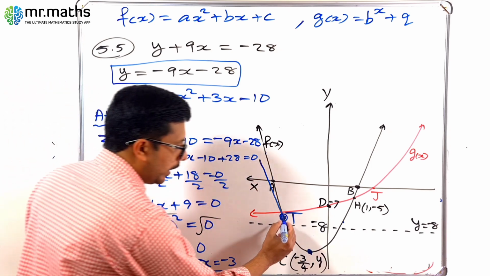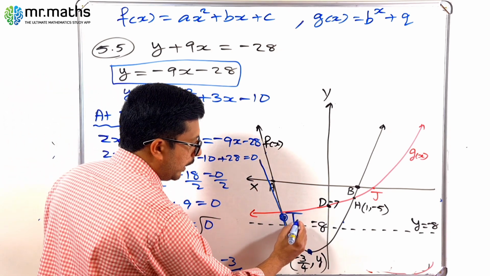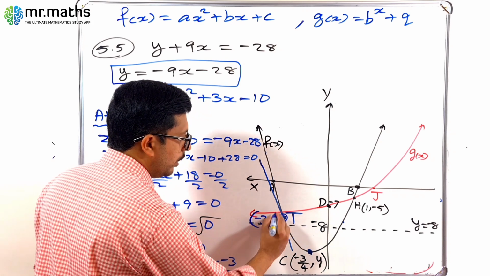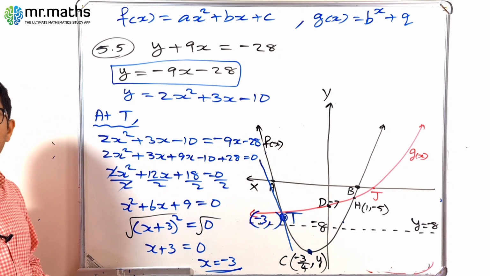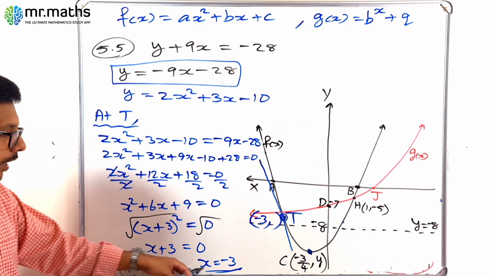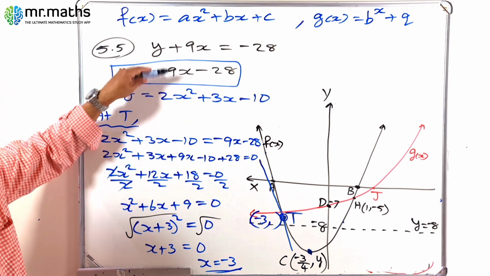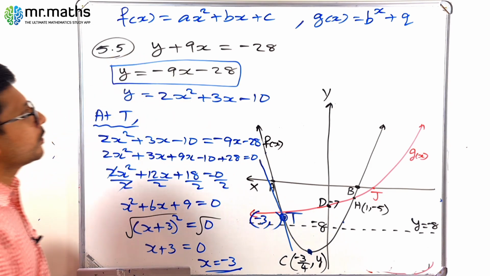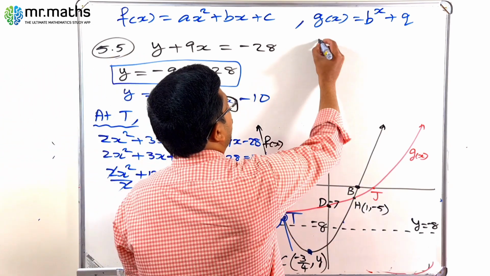So it means that at this point the x value is minus 3. And now we have to find the y value. How can we find the y value? We substitute in any one of these equations. It's easy to substitute here. So I'm going to substitute there.